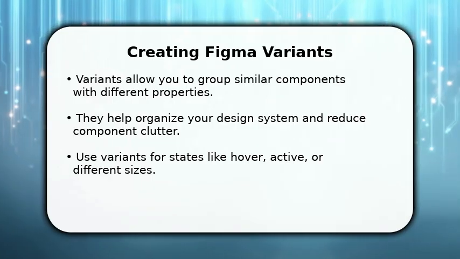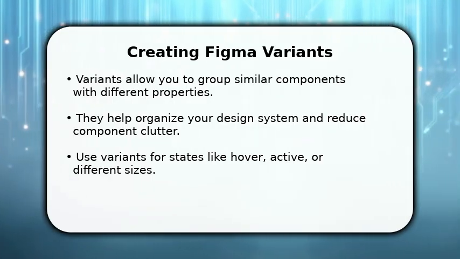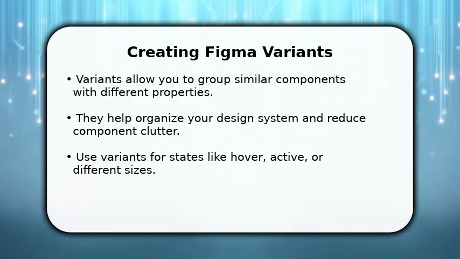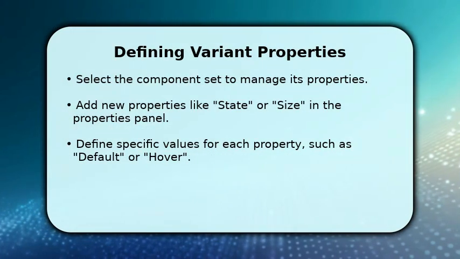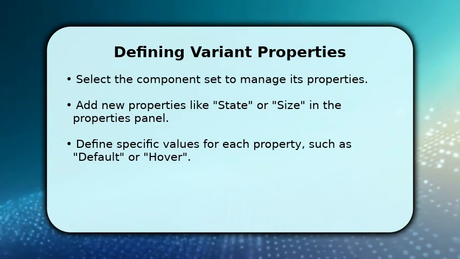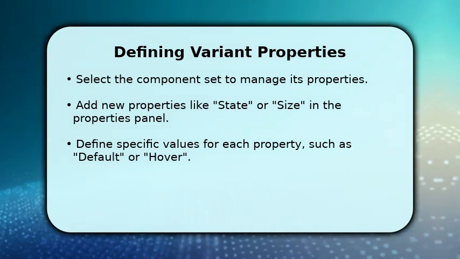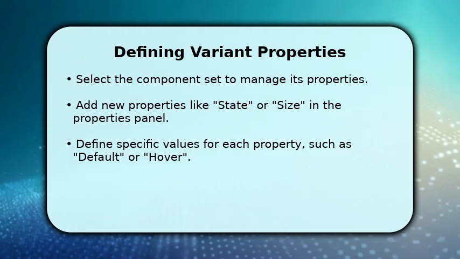Variants are incredibly powerful for maintaining a clean and efficient design system, making your workflow much smoother and more organized. Once you have your component set, select it on the canvas. In the right-hand panel, you will see the Properties section. Click the plus icon to add a new property, for example, state.